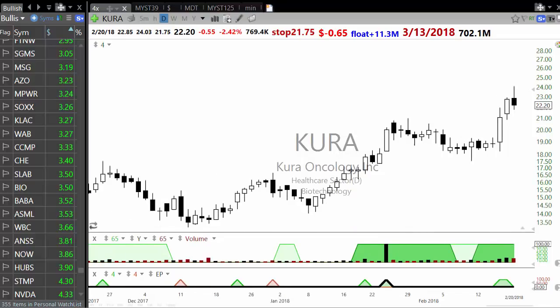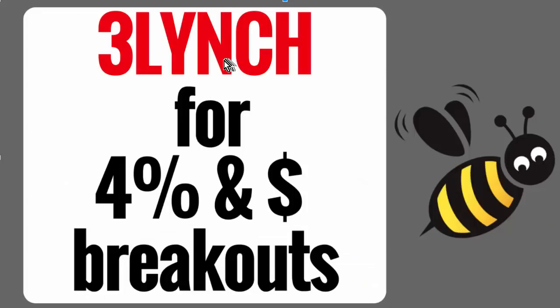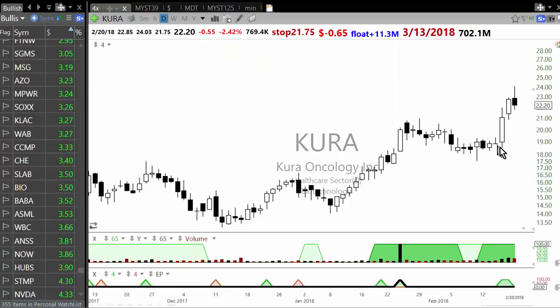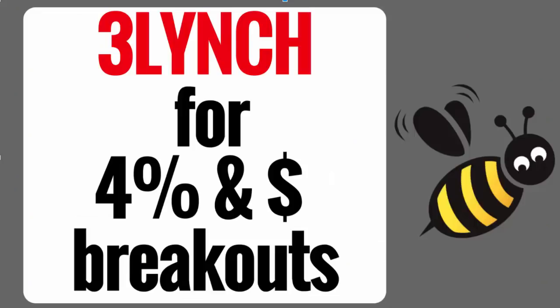So that's the no 4% breakdown during the consolidation. So you don't want a 4% breakdown. Ideally you don't want even one 4% breakdown, but up to one can be okay. So that's for the N.